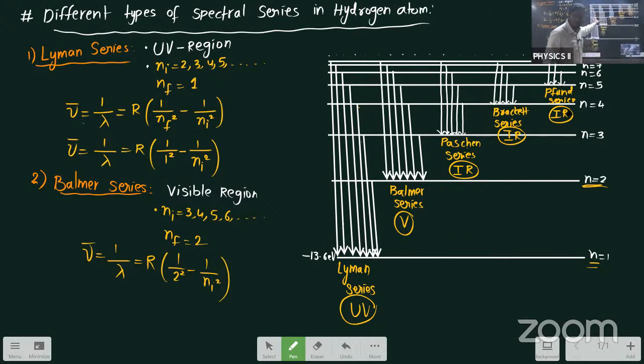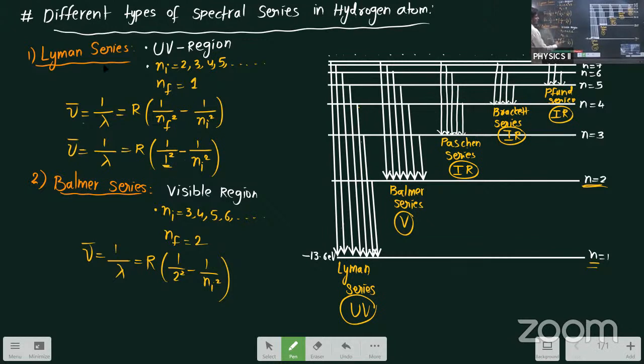You are supposed to draw this diagram. After drawing this diagram, you are supposed to note down this thing. Write this Lyman series, Balmer series. You are supposed to write similarly for the Brackett series, and similarly for this series, the Paschen series. Just change the number.